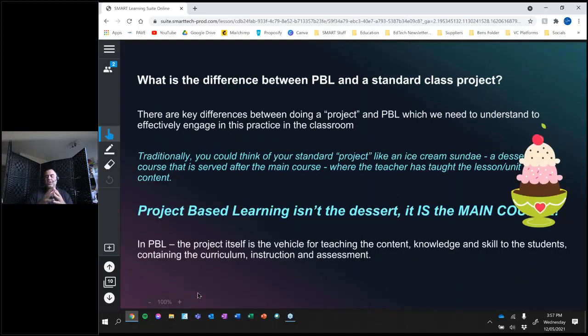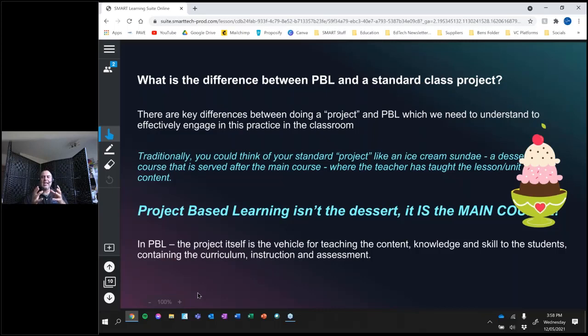Now, this is a great analogy that we talk about with the difference between PBL and your standard class project. The key differences between doing a project and PBL is something that we need to understand to effectively engage this practice in our classroom. So traditionally, your standard project, you could think of it like an ice cream sundae. It's a dessert. So it's something that you have after the main course, and the main course is the lesson unit or content that you have been teaching. PBL isn't the dessert, it is the main course.